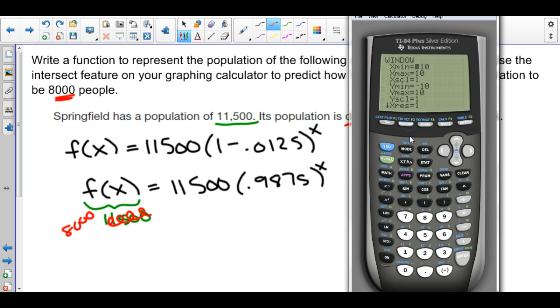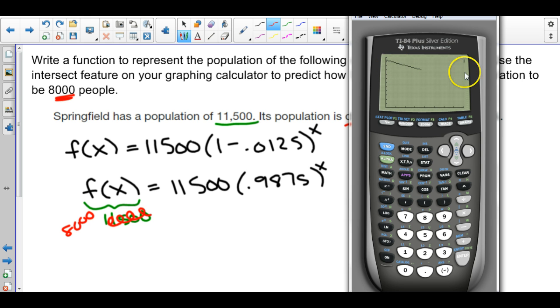And I'm going to go to my window. So the x values represent years, so I'm going to go from 0 all the way to like 40 years, and we can count by whatever we'd like. Let's just count by 5s. And the population, I'm going to go from 0 all the way up to a little bit above where it started, and since it started at 11,500, I'm going to go all the way up to 12,000, and we're going to count by thousands.